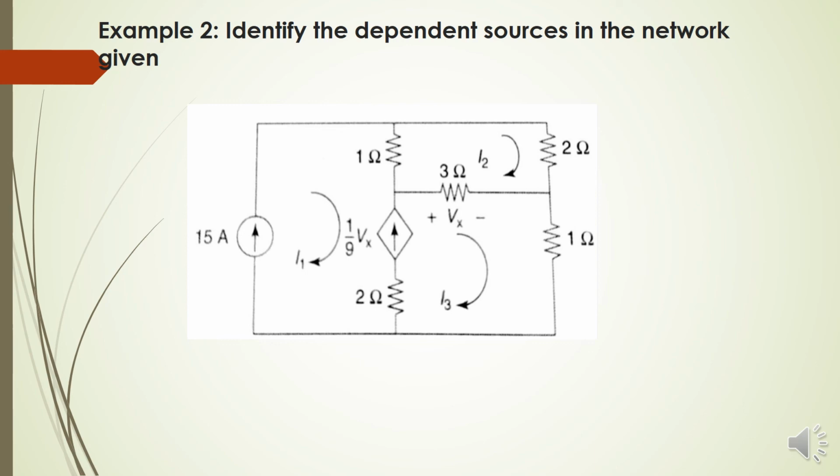Similarly, this is the second example to identify the dependent source. Only one diamond shape is there, showing an arrow, meaning it is a current source. The value of this current source is 1/9 Vx, and this Vx appears across another resistor. So this current source depends on the voltage appearing across another resistor. It is called a voltage controlled current source.